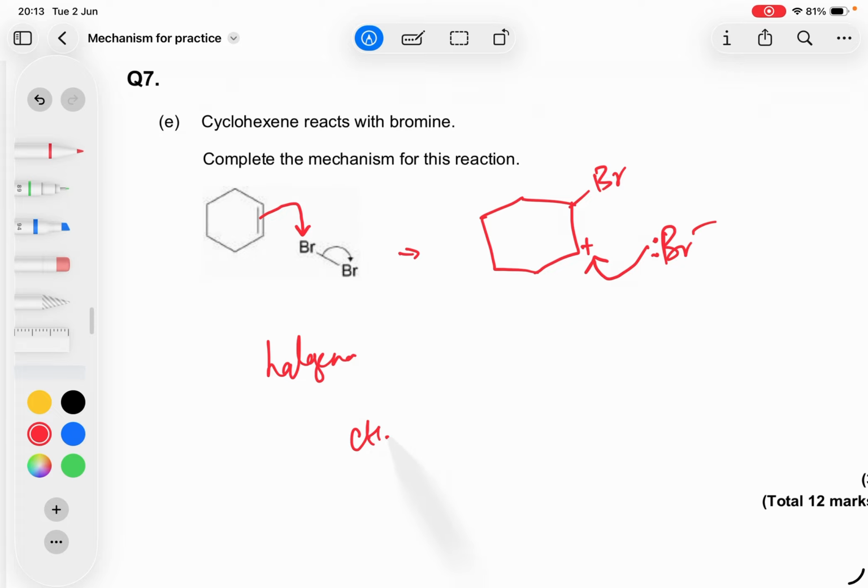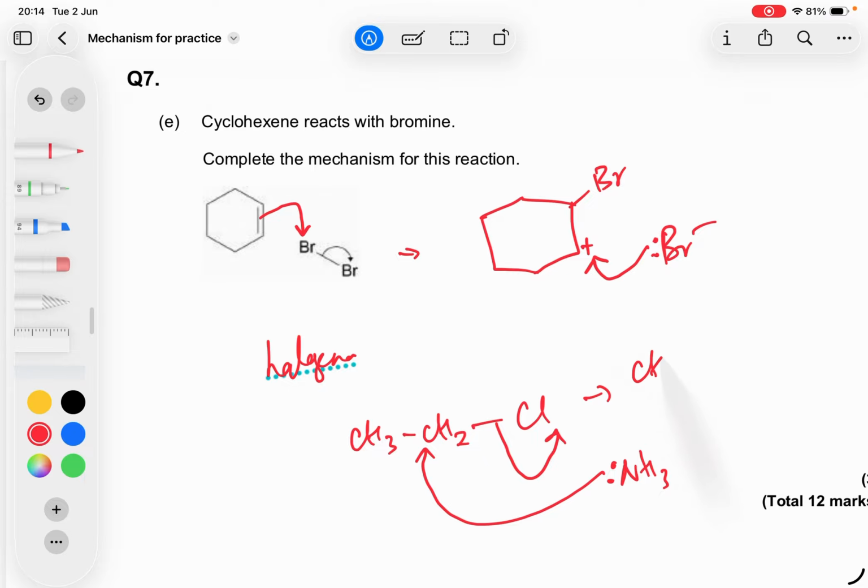halogenoalkanes? The C-Cl bond breaks, ammonia attacks the carbon, you get CH3CH2NH3, and then excess ammonia acts as a base here. It's a nucleophile here and a base there, and then that bond breaks. That's pretty much all the mechanisms you need to know.